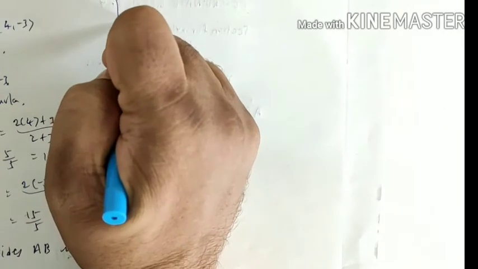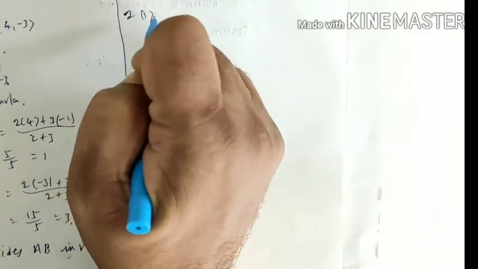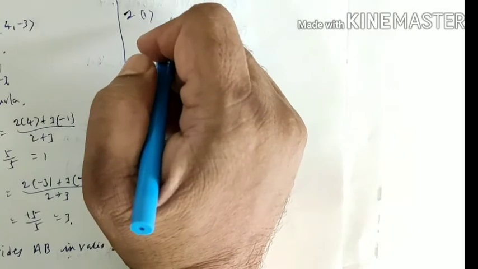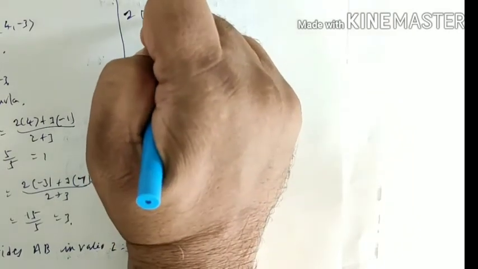In question number 2, take first sum. See here, P is given -3, 7.